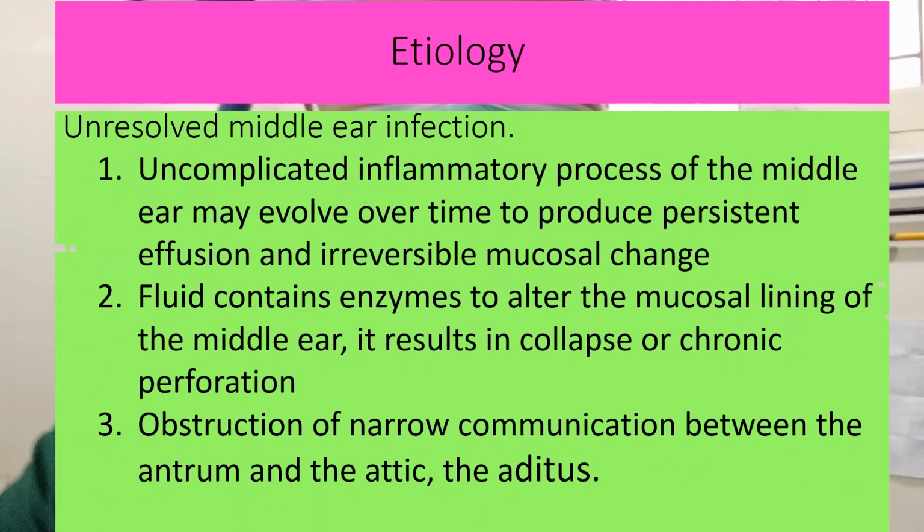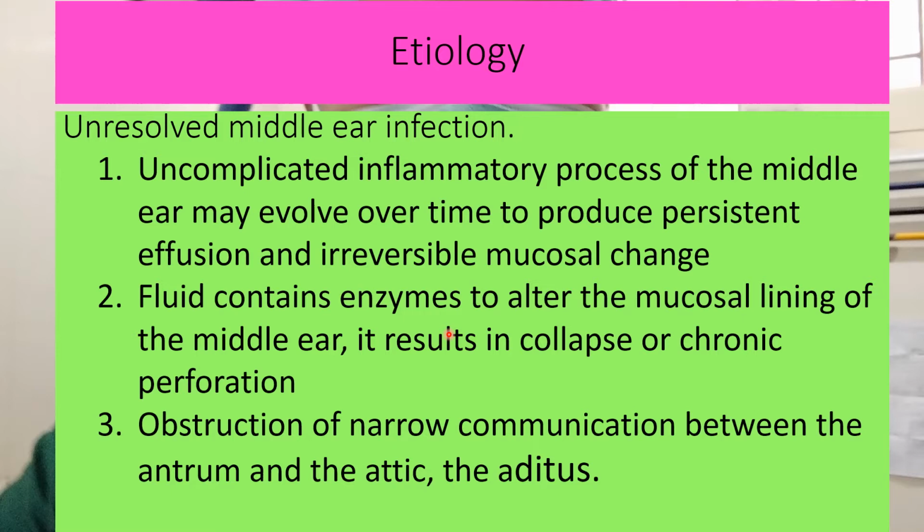What is the etiology? We say that it is the beginning of etiology. We say unresolved middle layer infection, uncomplicated inflammatory process of middle layer may evolve over time to produce persistent effusion and irreversible mucosal change. Fluid contains enzymes, and those enzymes alter the mucosal lining of middle layer. So it results in collapse and chronic perforation. There is fluid in the middle layer, and that fluid contains enzymes. Those enzymes change the mucosal lining of the middle layer, and that change results in the collapse and chronic perforation.